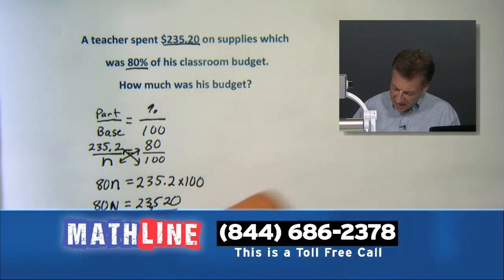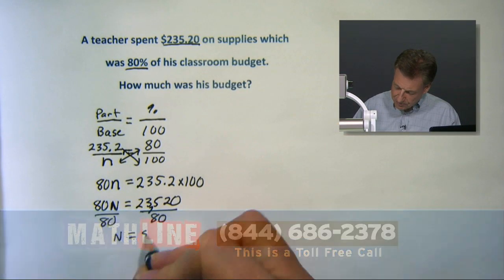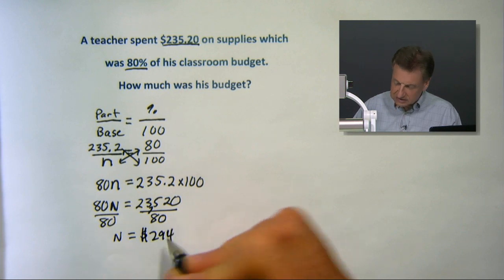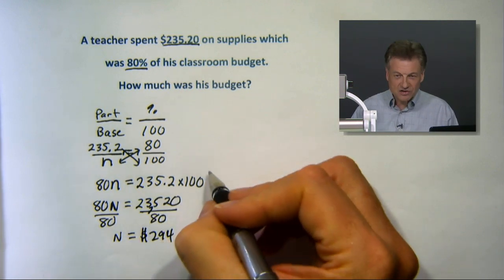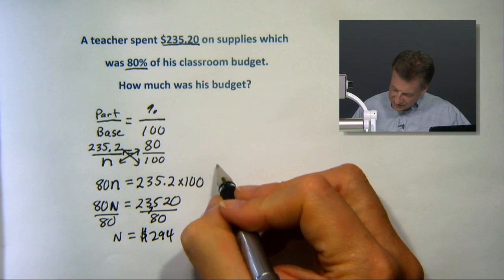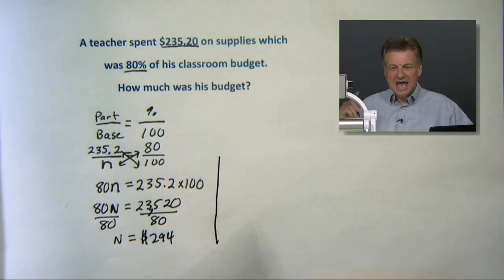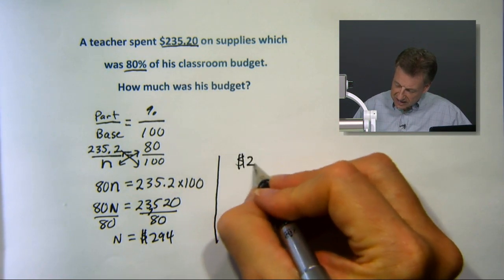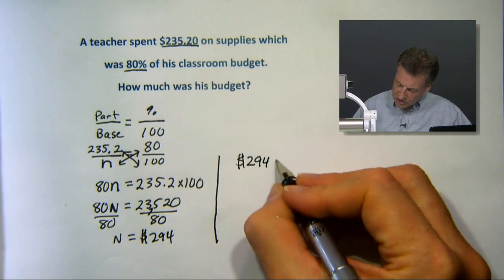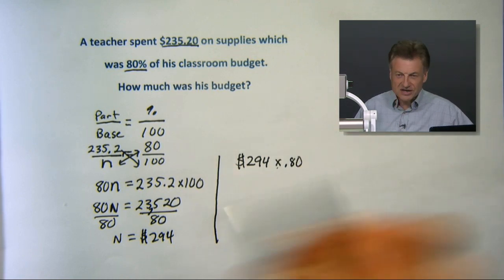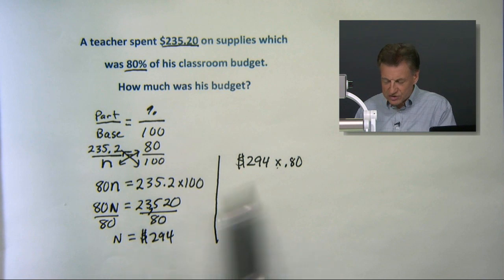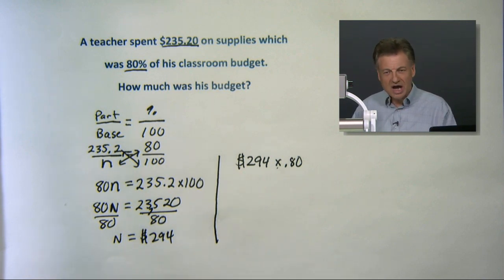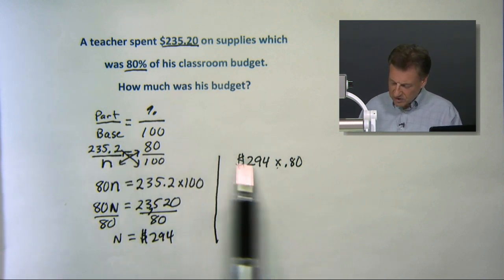So how about it? We've got that the beginning budget was 294. I don't know, they should have just gone ahead and given you $300 there, sir. But anyway, we got 294 for our answer. And the question is, what does that check? Well, very easily. If you take 294 and multiply it times 80%, notice we divided to get there, so to get back to where we started, we want to multiply and check.